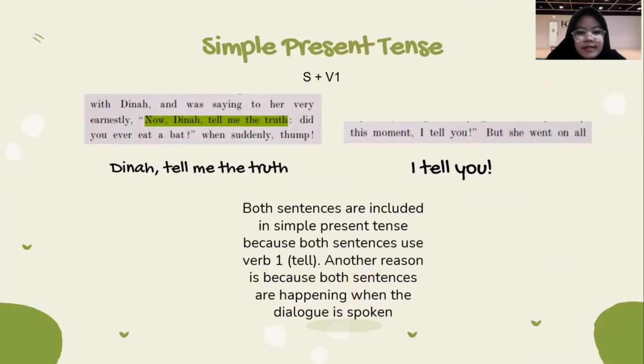The first tense is simple present tense. Simple present tense has the pattern subject plus verb 1. The first sentence that I found is "Dina, tell me that word." And the second is "I tell you." Both sentences are included in simple present tense because both use verb 1, tell. Another reason is because both sentences are happening when the dialogue is spoken.